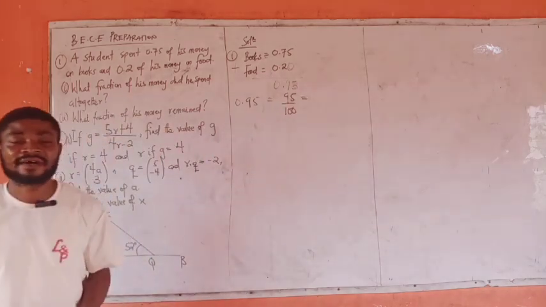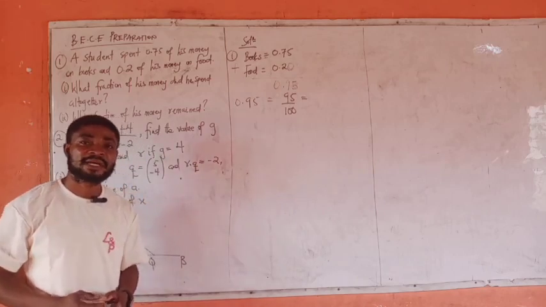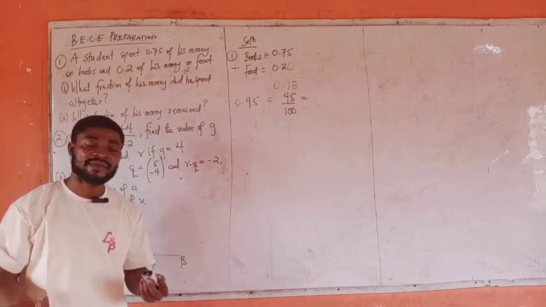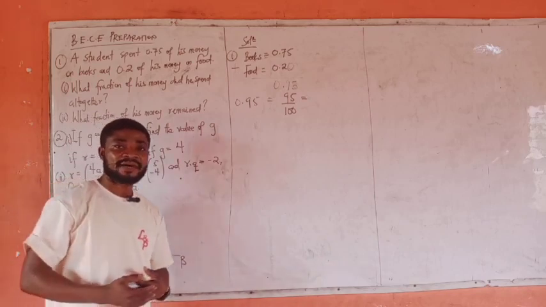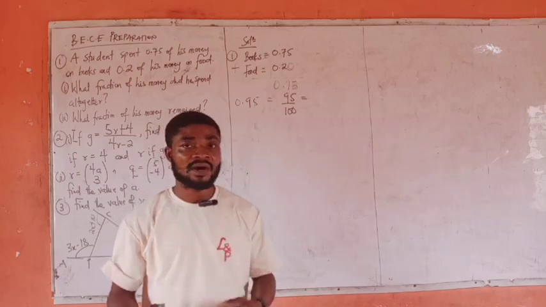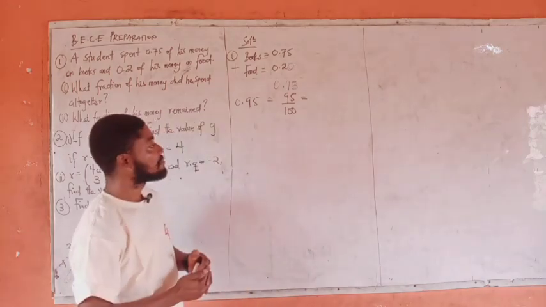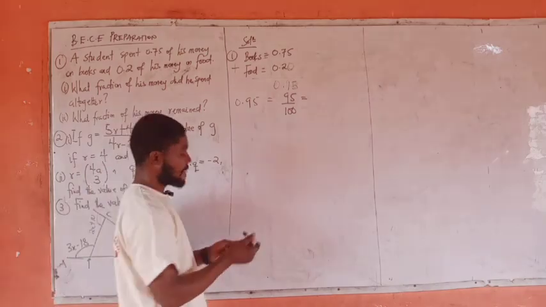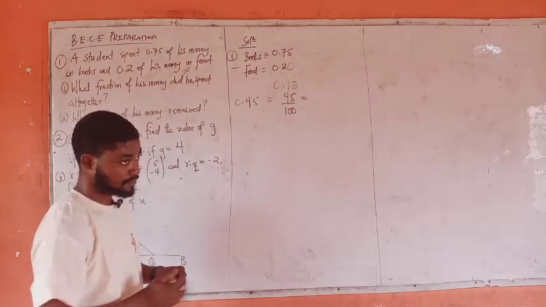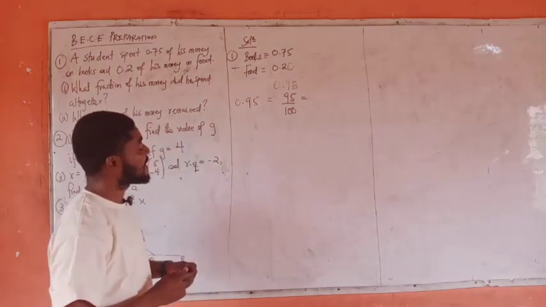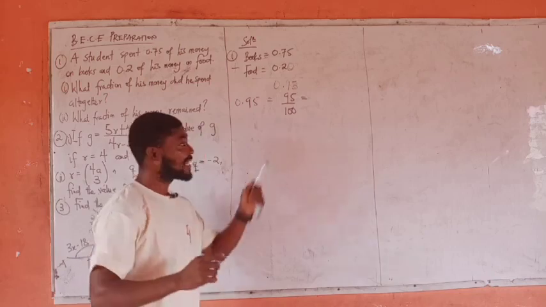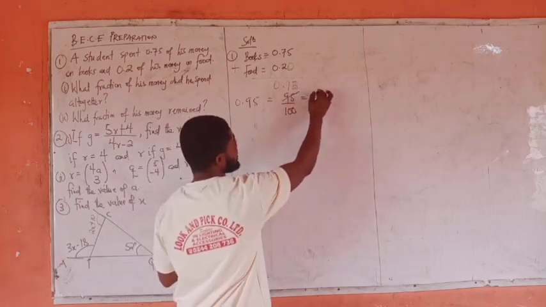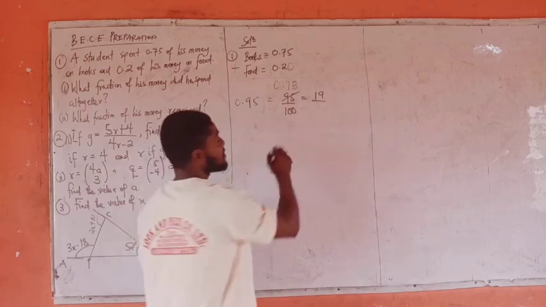Now 95 out of 100 can be broken down to the simplest form. 5 goes into 95 how many times? 5 goes into 100 how many times? How did I get a 5? I got 5 as the highest common factor of 95 and 100. So 5 goes into 9 once, remainder 4. Add the 4 to the 5, you're making it 45. 5 goes into 45 9 times, so this is going to be 19. And then 5 goes into 100 20 times.